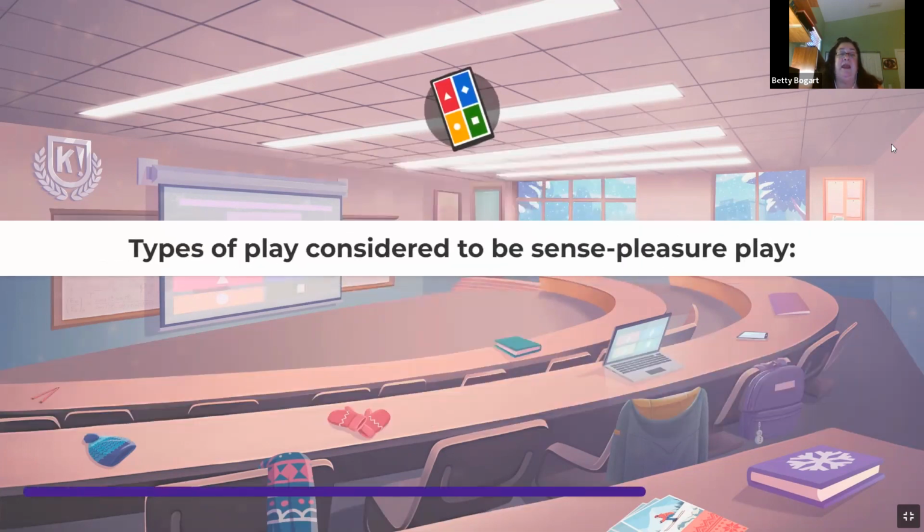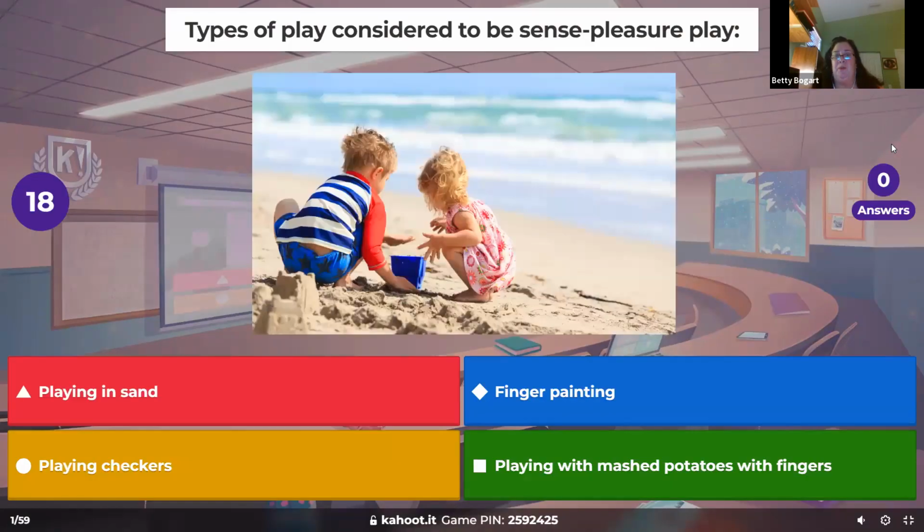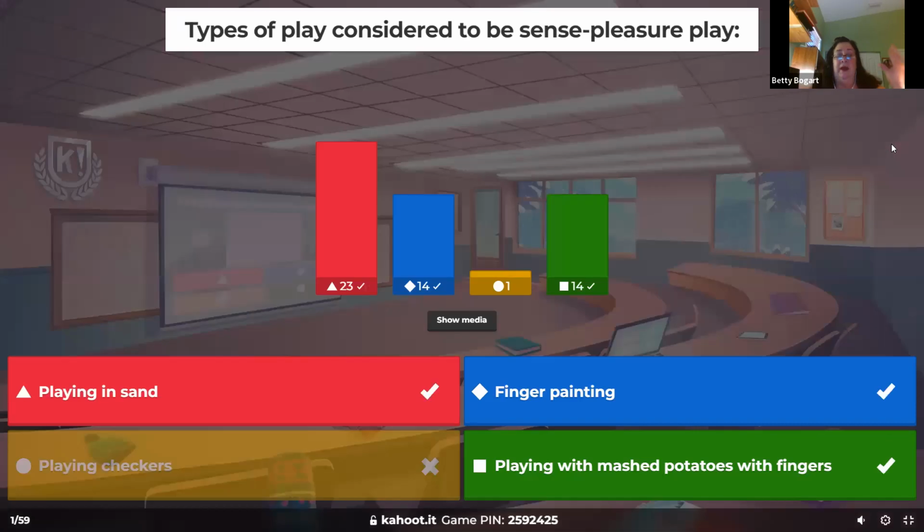Multi-select. Types of play considered to be sense pleasure play. Remember, sense is all about textures, right? You play in sand, you're touching that, finger painting, using the hands, and then of course smushing mashed potatoes around. So playing checkers is just a game. It's cooperative play. There's an outcome, okay?